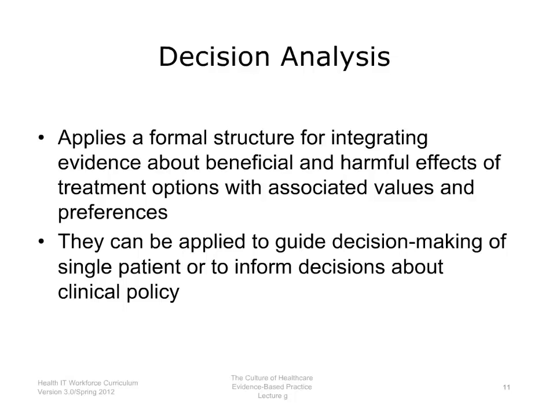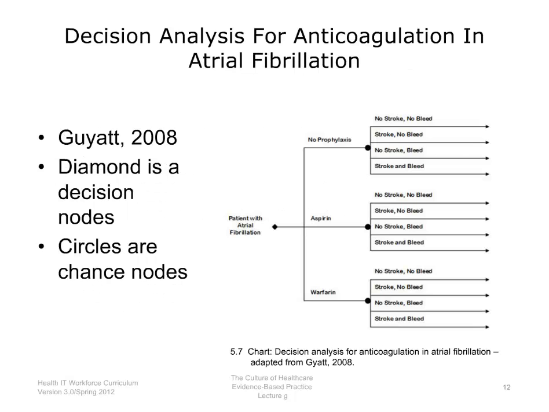Decision analysis can be applied to the care of a single patient, but more commonly in recent years, decision analysis has been used to inform decisions about policy. Here is an example of a simple decision analysis that revolves around the decision to use anticoagulation in a patient with atrial fibrillation. Atrial fibrillation is where the upper chamber of the heart fibrillates, and blood can accumulate because it is not properly pumped out of the atrium.